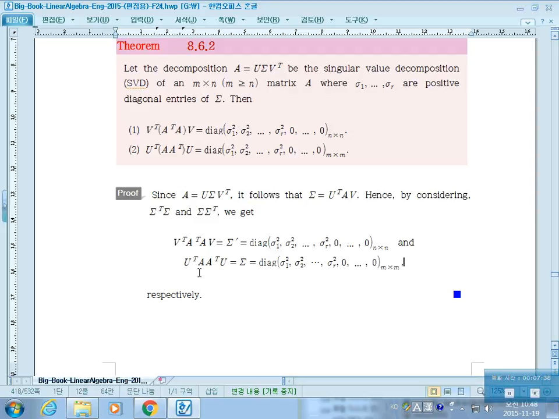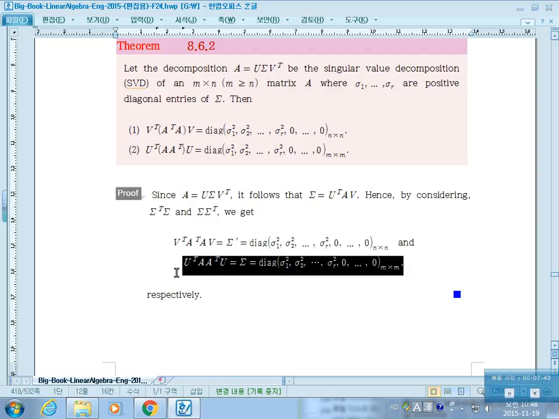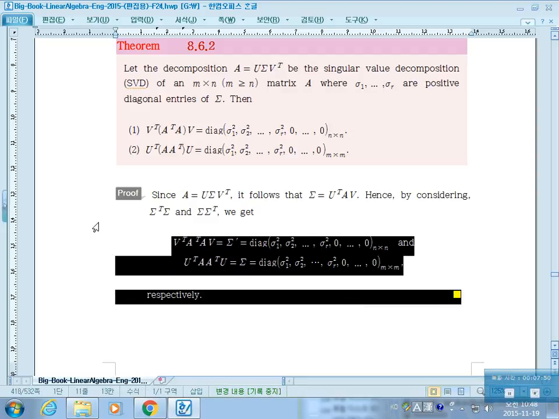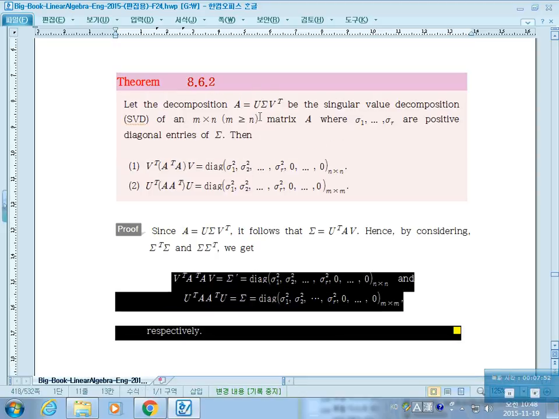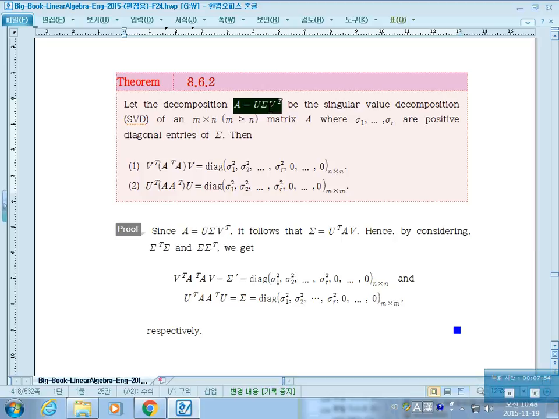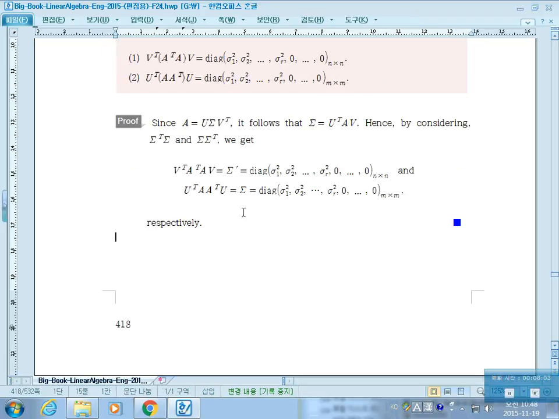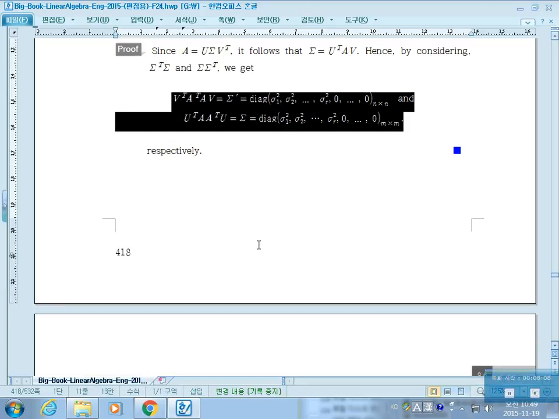So we have U transpose A transpose U is a diagonal matrix whose main diagonal entries are the eigenvalues, including zeros. Okay. So it comes directly from this and the earlier theorems in section 8.5. So from here we see many things for the symmetric matrix, which is orthogonally diagonalizable.